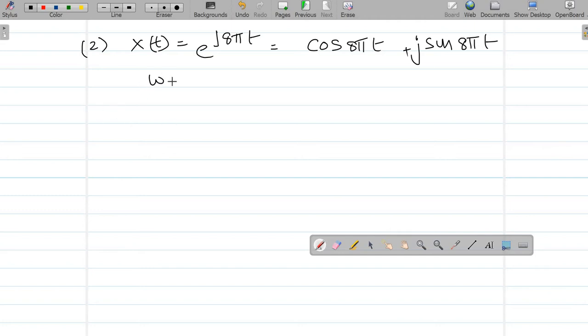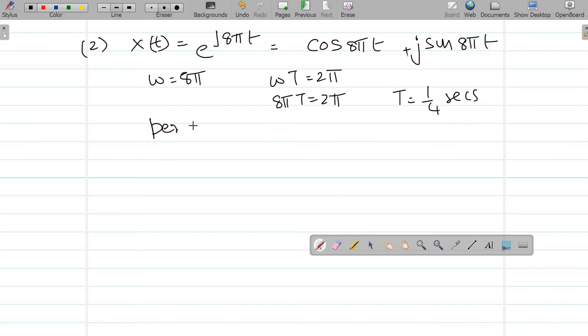Here omega is equal to 8 pi. So which means omega into T should be equal to 2 pi. So 8 pi T is equal to 2 pi. So we are having T is equal to 1 by 4 seconds. So this signal is periodic. That is our conclusion. Let us take one more.